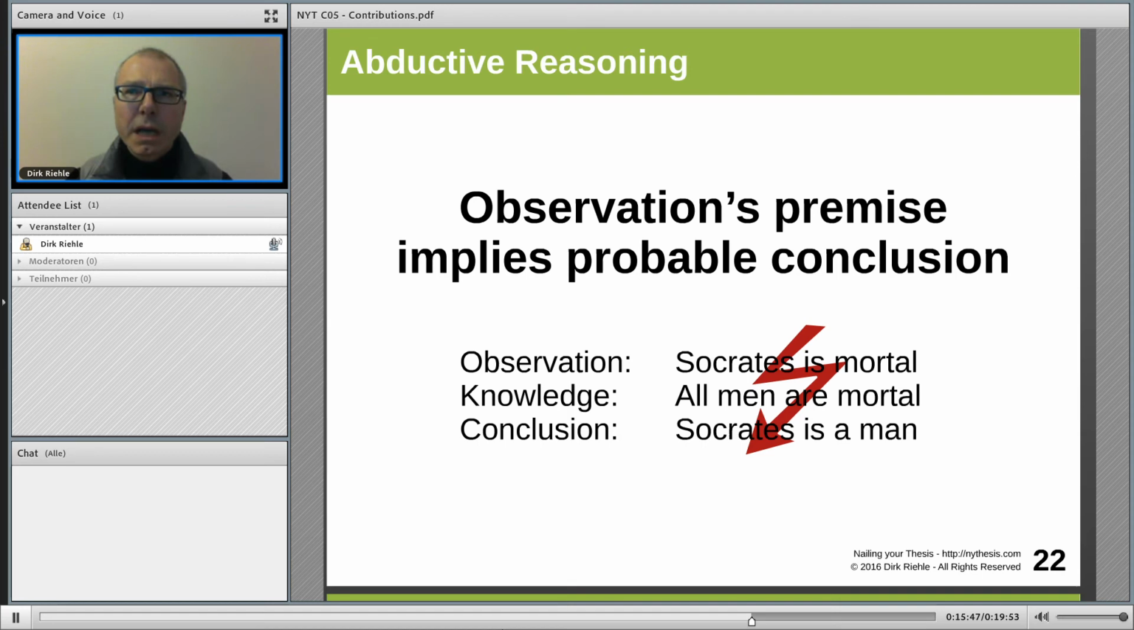Finally, there's something called abductive reasoning, which is really not a reasoning at all, but let's say a plausibility or a probability argument where the observation's premise implies a probable conclusion. So if you observe that Socrates is mortal, and you know that all men are mortal, you may conclude that Socrates is a man. Well, unless you realize that maybe Socrates was the name of your cat.